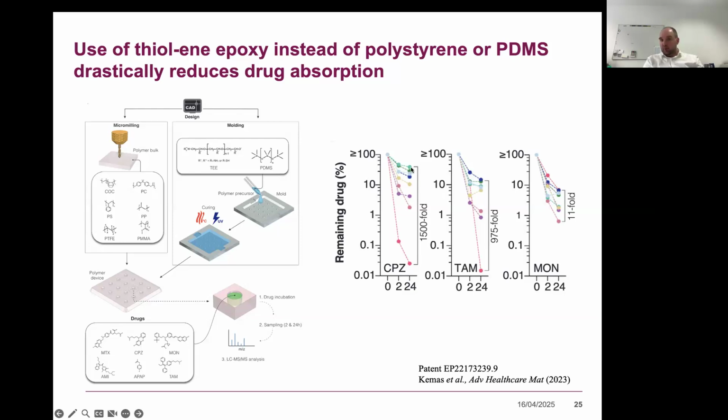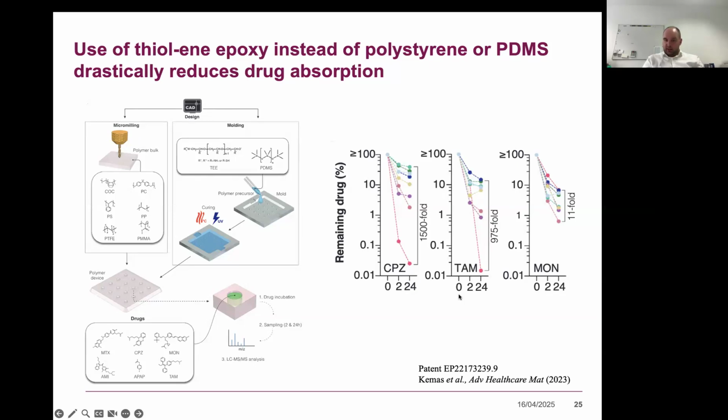And the other polymers are all performing better, and eventually we chose our thiol-ene epoxy material because it had the lowest absorption across all the different compounds. So more than 1,500-fold less. Well, absorption is still considerable actually. It's still around 80% absorption, but 80% absorption is still at least substantially better than 99.9% absorption.